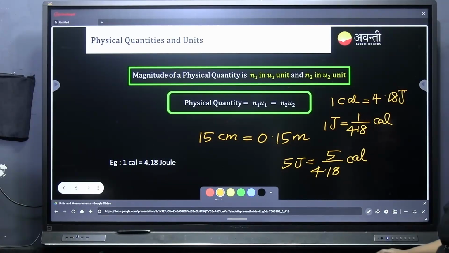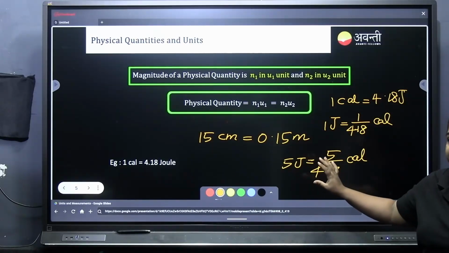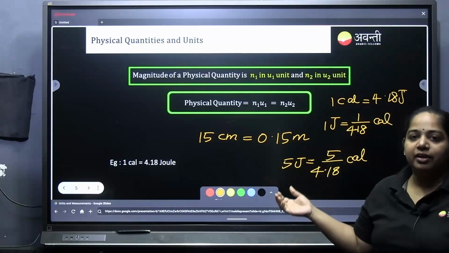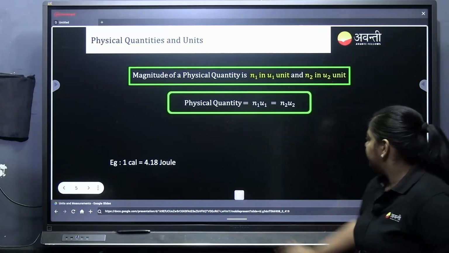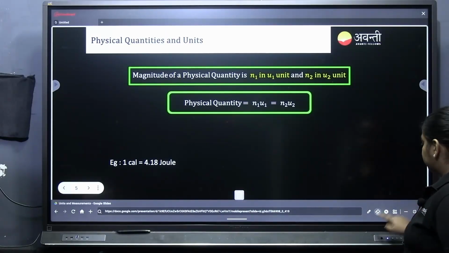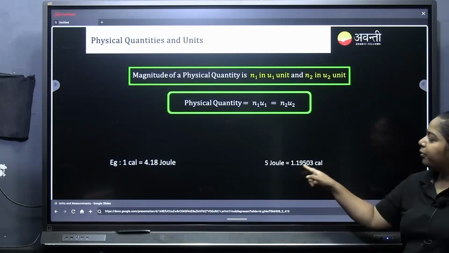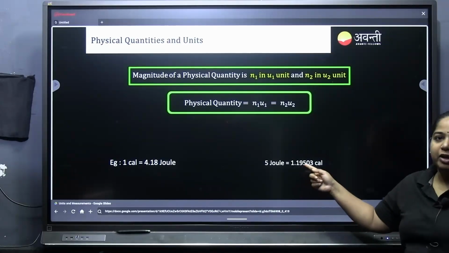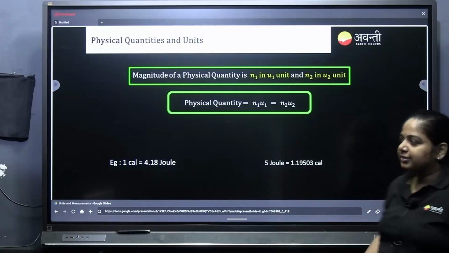Let's see. Did everybody solve using this formula only? Okay, so this is how you should try with every conversion. Let's see that. The answer is 1.19 calories. So that's why you are getting like 1.2 after rounding off. Okay, so this is the correct answer.